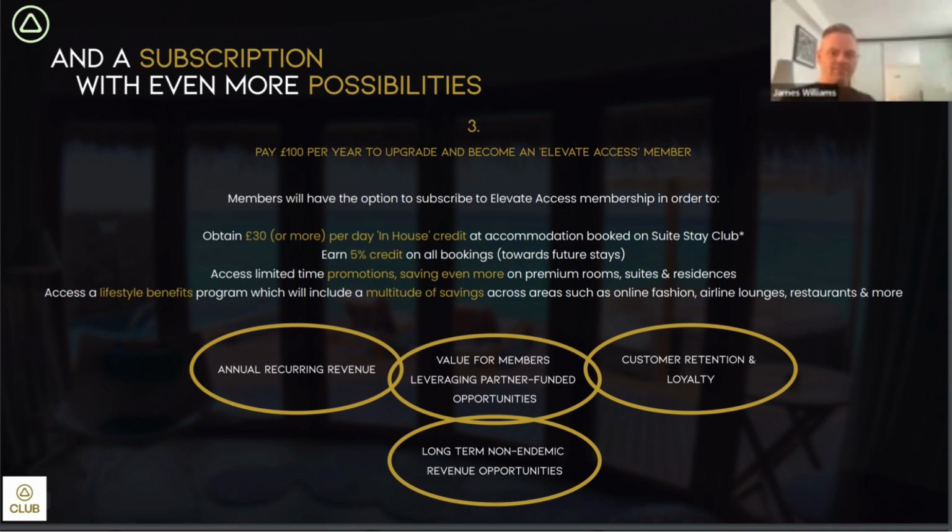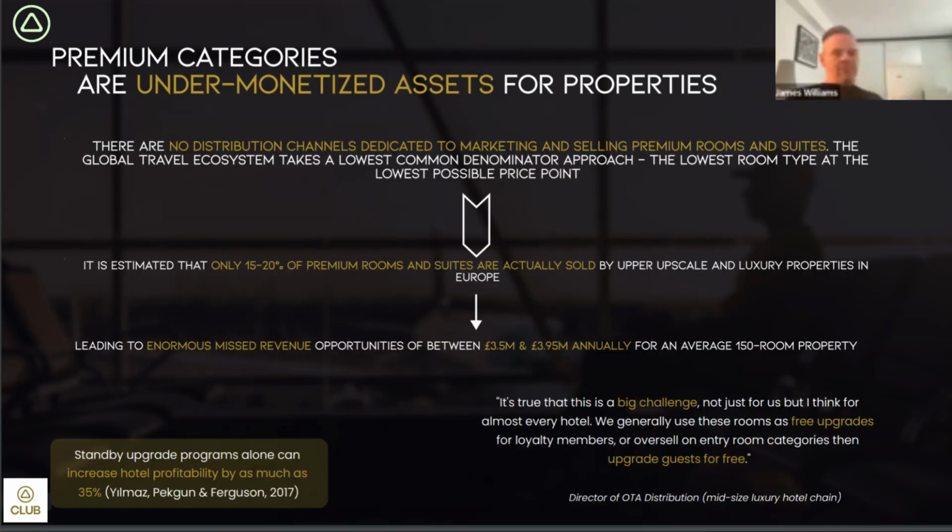Next slide, please. So where did this concept come from? Well, there's a problem that exists on both sides of the coin in the market today with regards to premium rooms and suites. Oh, I think we've still got some display issues, Paul, but I'll power through.